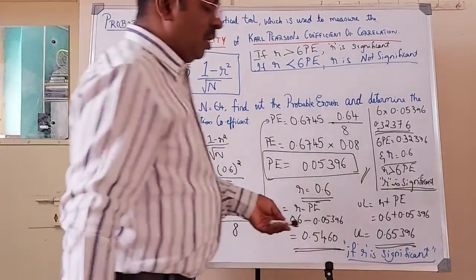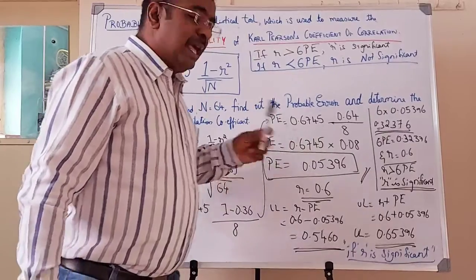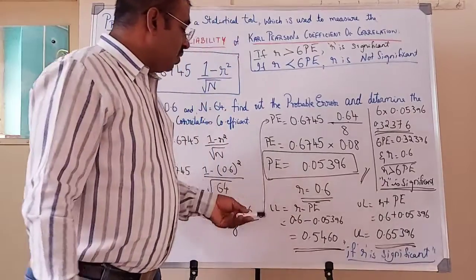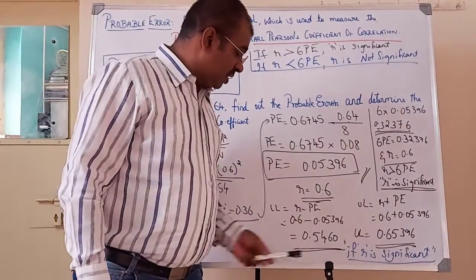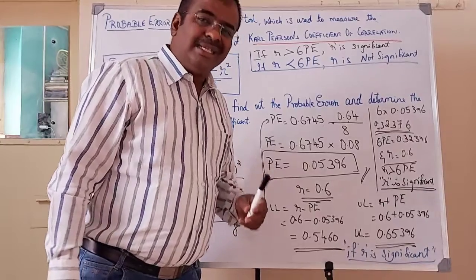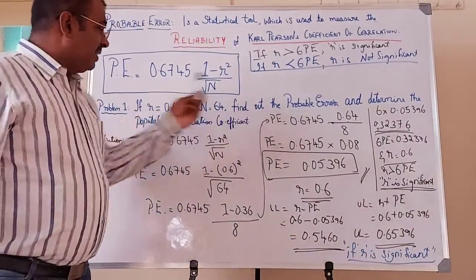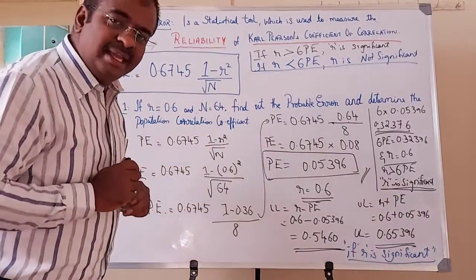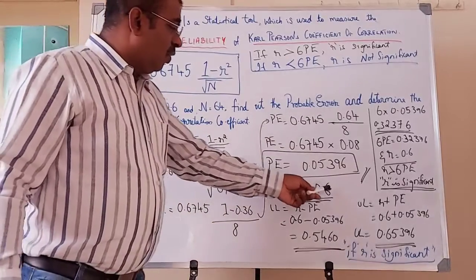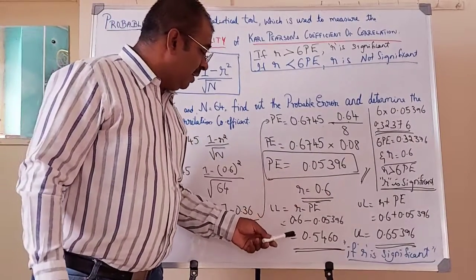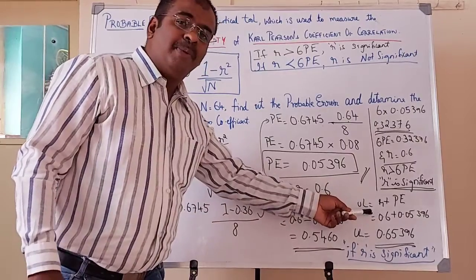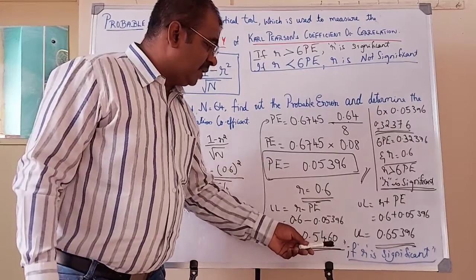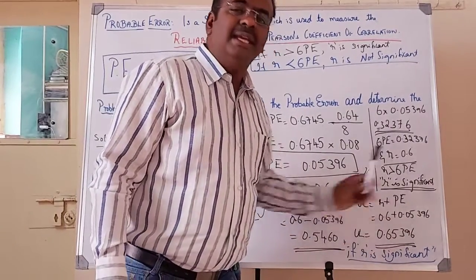Let me repeat the entire concept here. Now we have found out the probable error, and we have set the lower limit and the upper limit. According to the lower limit and upper limit, which is 0.54 and 0.65, if we conduct a test again from the same sample size and the same universe, the correlation coefficient should lie between the lower limit and the upper limit, which means R should lie between 0.5460 and a maximum of 0.6539.